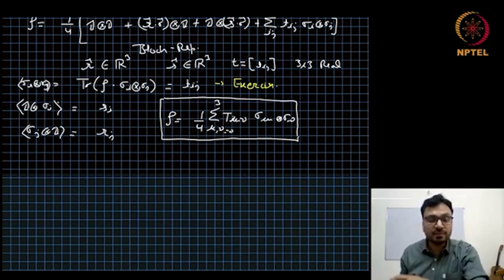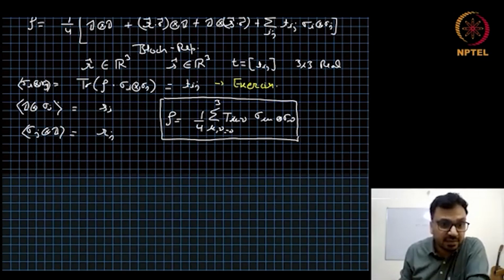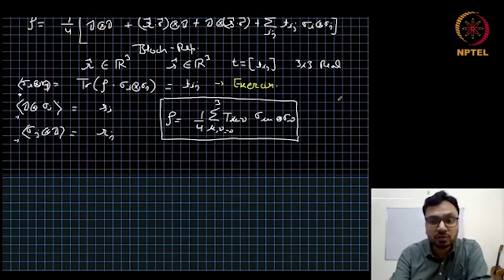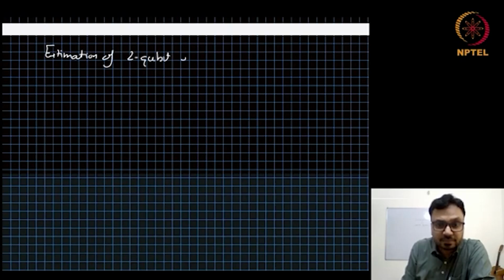All the expectation values can be calculated by the expressions given, and it is not very different from what we have been doing for a single qubit, just that here we are talking about two qubits. Now, once we have represented the state, the question is how to estimate the state experimentally. This is the estimation of a two-qubit state, or state tomography.